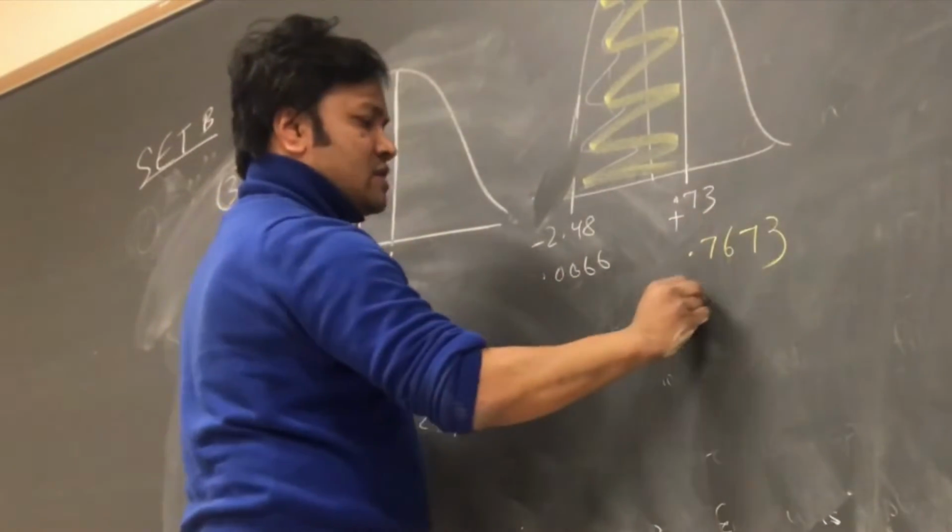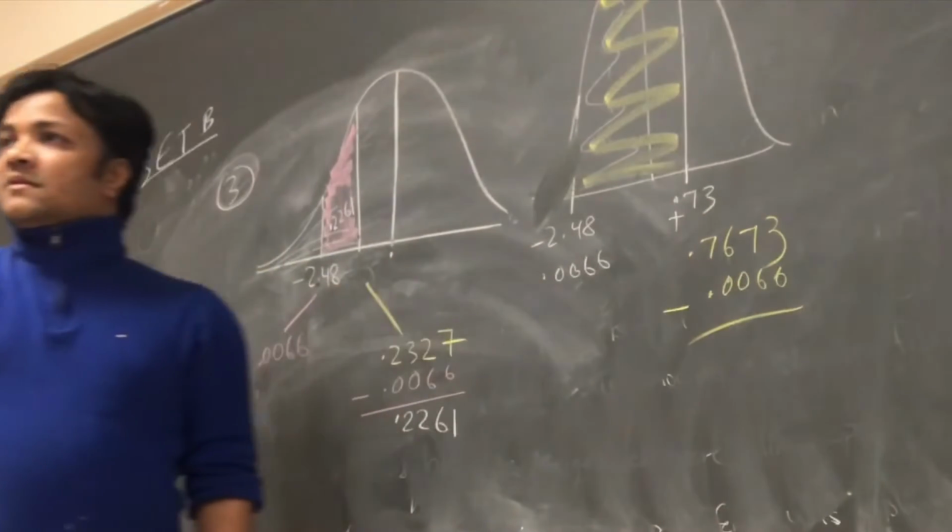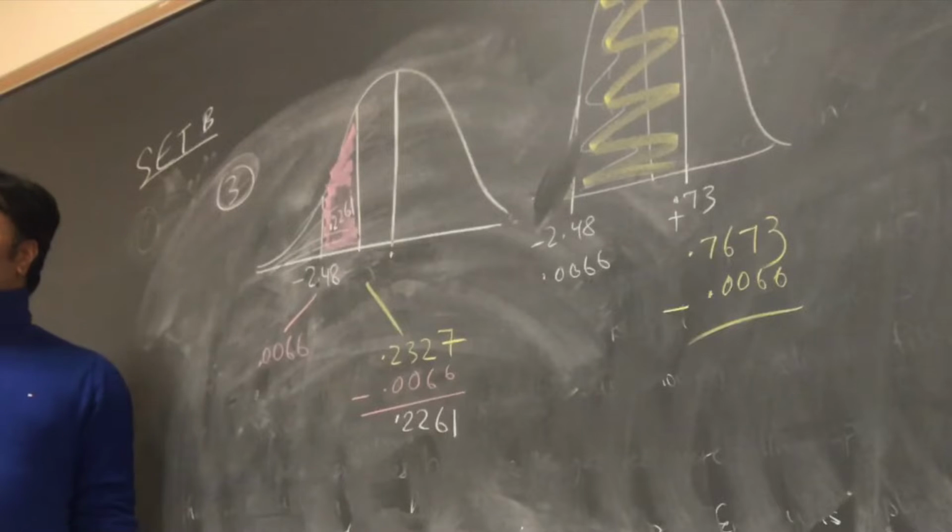0.7673 minus 0.0066, and that gives you the answer. Does that make sense?